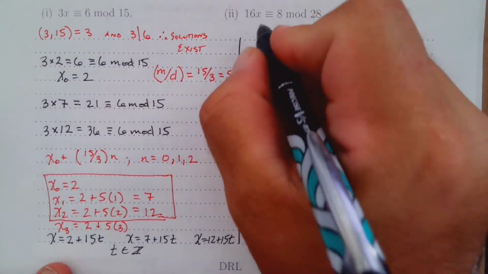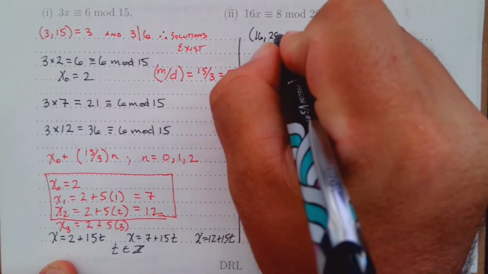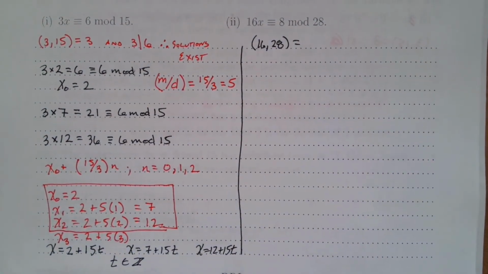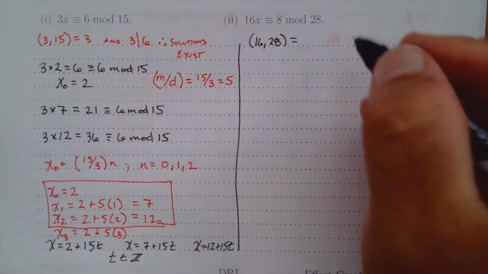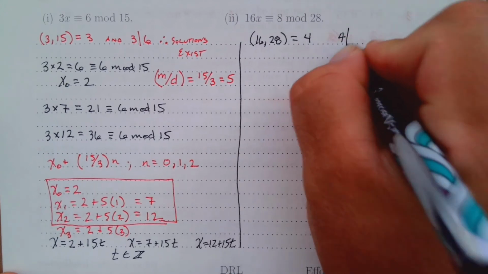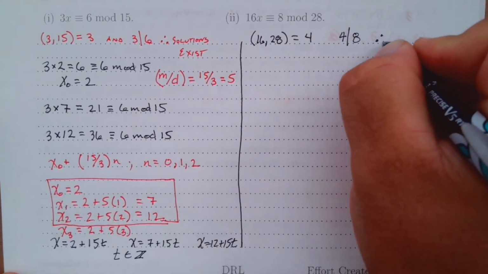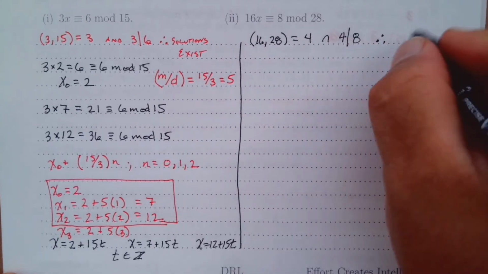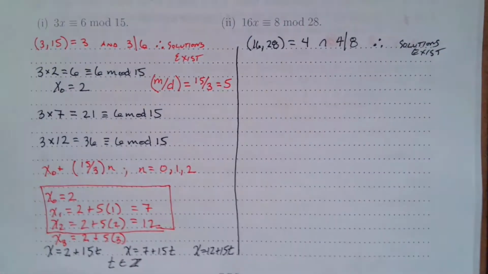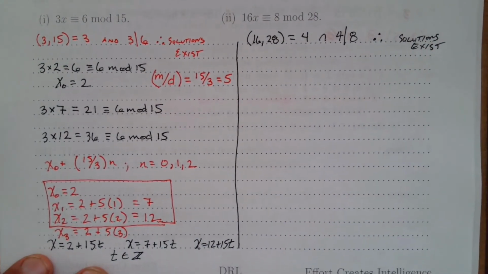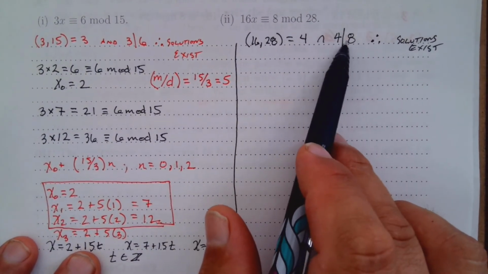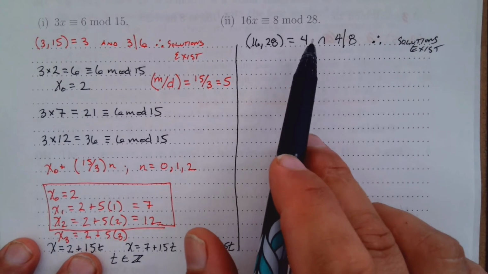For these problems, it is always important to double check what is your greatest common divisor. The greatest common divisor of 16 and 28 is 4, and 4 does divide 8, so therefore solutions exist. The greatest common divisor of 16 and 28 does in fact divide 8. So I'm going to have 4 distinct solutions.